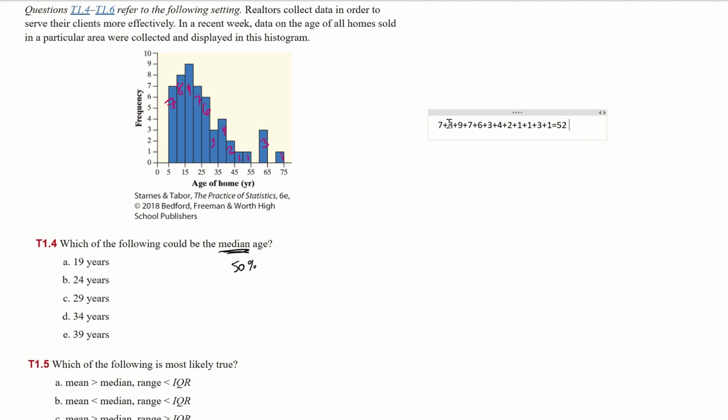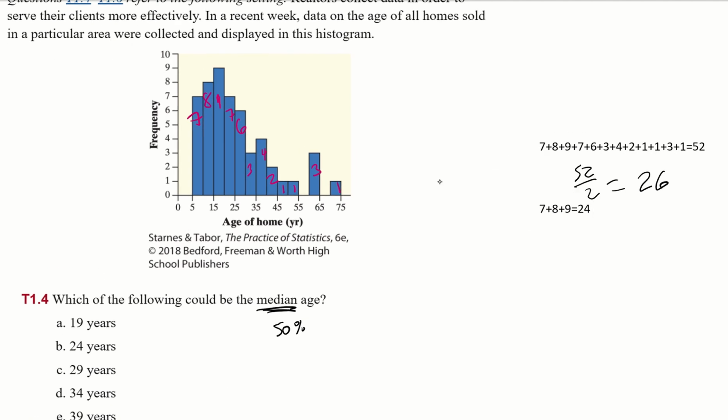So we have 52 homes. And so half of that, 52 divided by 2, is 26. So we need to look for around the 26 mark, and that's where we're at the halfway mark. Okay, so if we do, for example, 7 plus 8 plus 9, that gives us 24. So right after the 9 bar, once we hit the 7 bar, we start hitting the median. So this is roughly where the 50% mark is.